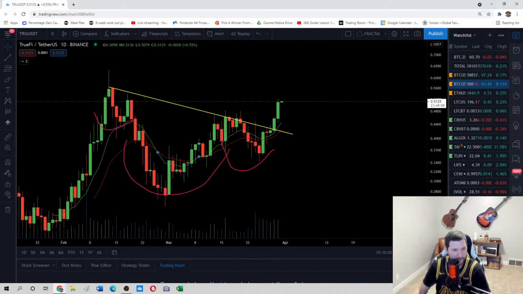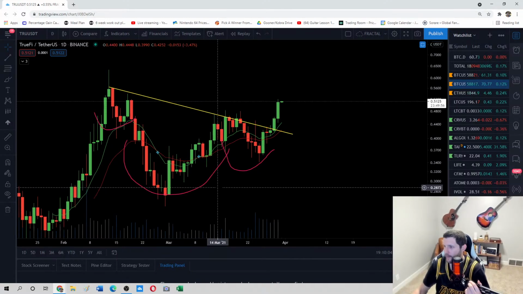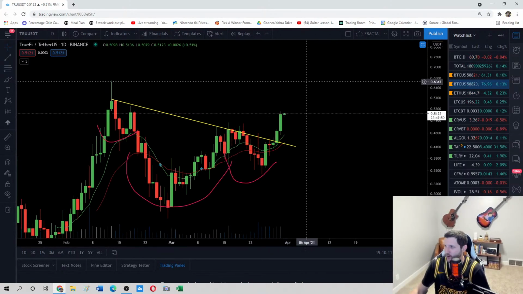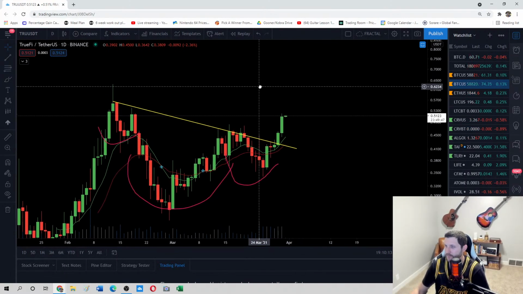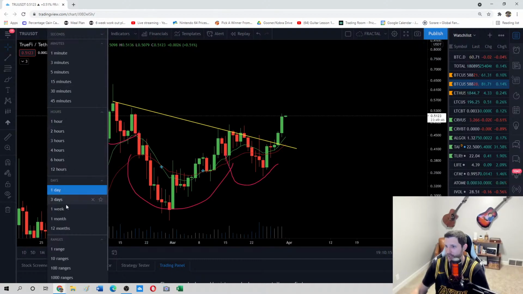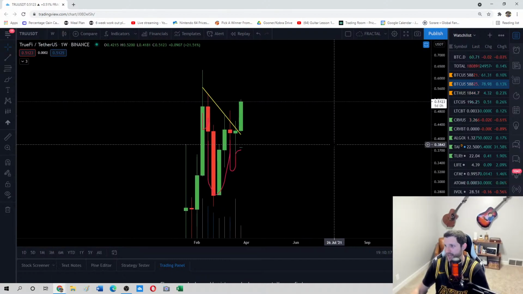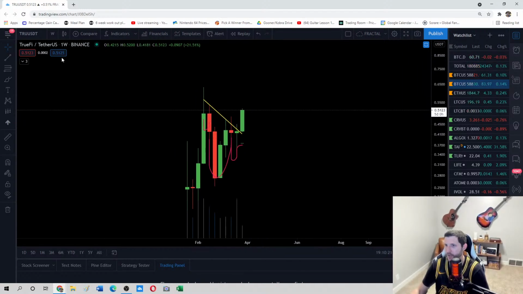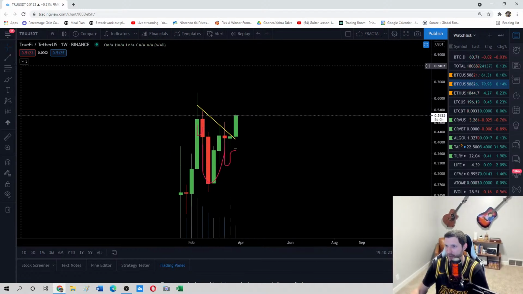Sad day. When you hit your target, are you taking everything out, or are you leaving some in to see if it runs any further? It depends on the move. Like if it hits your target and rejects hard, it depends on the move. Like I usually just take it at my target because usually there's some sort of pullback anyway. But if I'm still bullish, I could always look to buy back later.